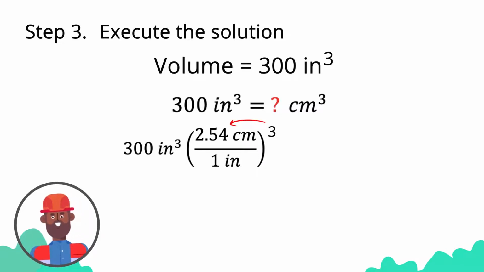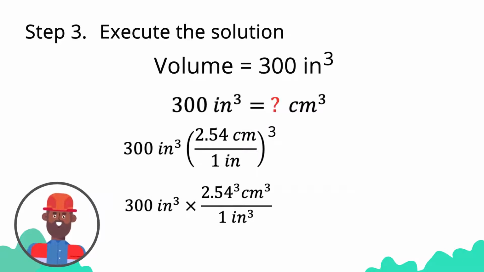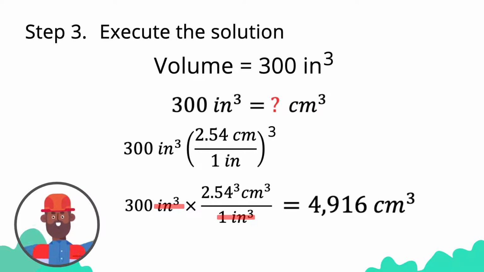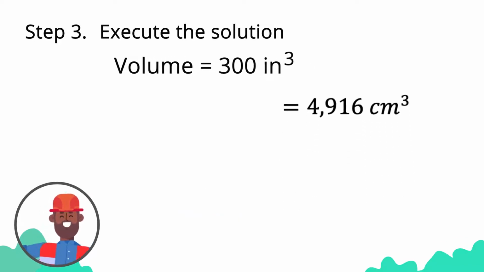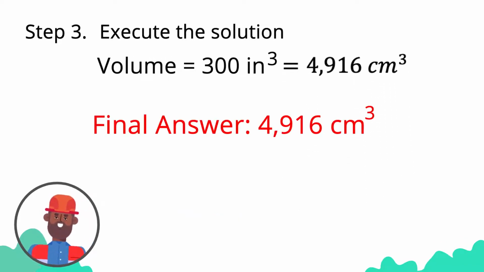Expanding the expression, we could write 300 inch cube times 2.54 cm cube over 1 inch cube, which is just equal to 1. Then inch cube. We cancel the inch cube in the numerator and denominator. The rest of the solution is purely multiplication. So, 300 times 2.54 cube, we get 4,916.12, or 4,916. So, our final answer is 4,916 cubic centimeters.